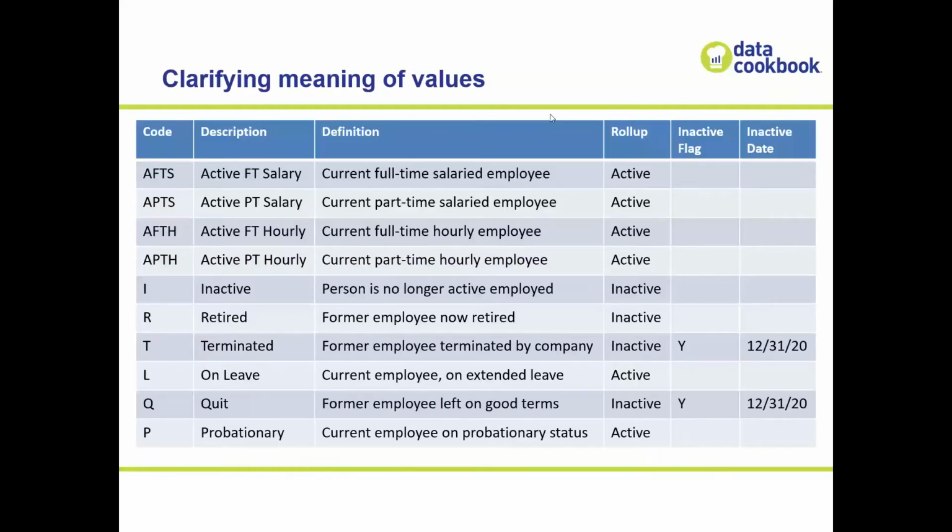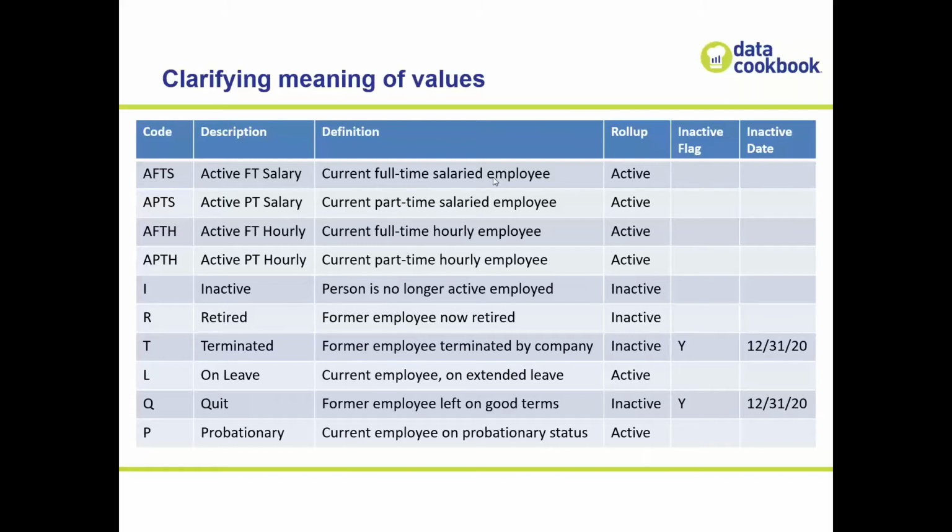The next thing is to clarify the meaning of those values. You can add supplemental or curated content around this that you might not find by just looking at the database. So here's a set of employee statuses. We have AFTS and APTS and AF. These are just codes. Then you have a description, which you'll maybe find within your system: this is active full-time salary. Then you might have a definition, which is more. This is a short example; you might have a very long descriptive definition of what it means to be a current full-time salaried employee, and that might link to other things, like what does it mean to be full-time? What does it mean to be salaried? But this is the particular code, and this is what it means.